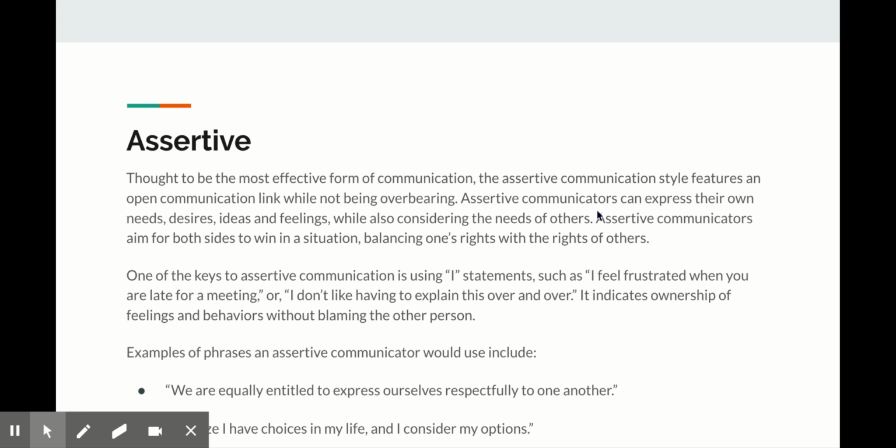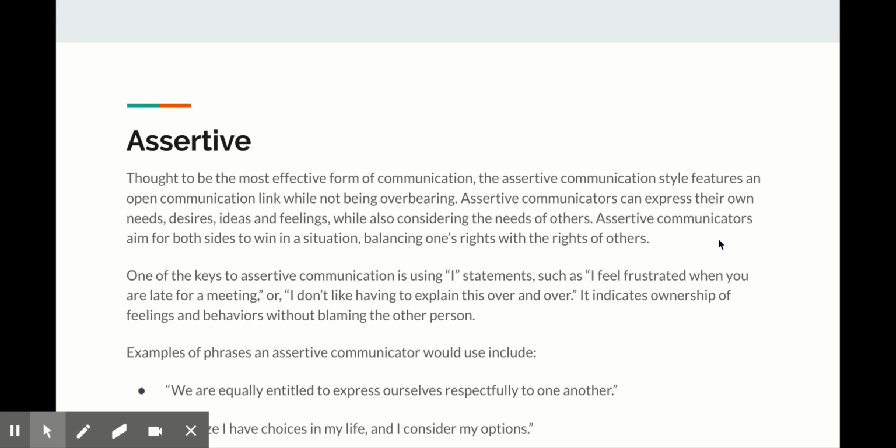So right here it says assertive communicators can express their own needs, desires, ideas, and feelings while also considering the needs of others. They aim for both sides to win in a situation, balancing one's rights with the rights of others. So again, they're speaking up for themselves, but they're not doing it like aggressive people where they are speaking down to other people. They're trying to have an open form of communication that is healthy and that both sides get a chance to share their thoughts or opinions, but at the same time, everyone's walking away feeling respected.